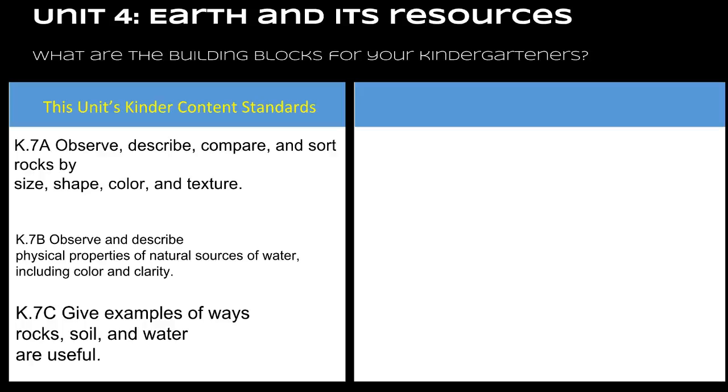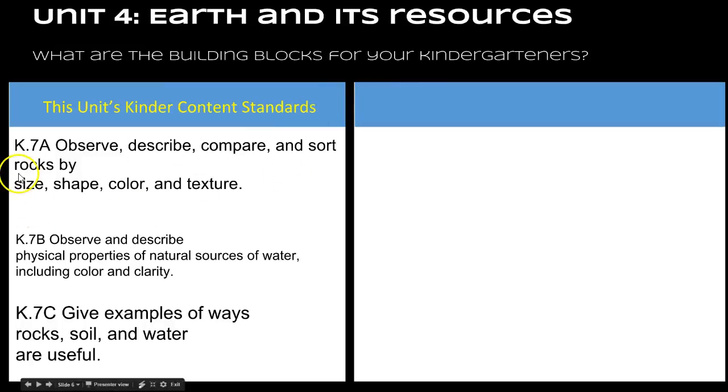For K.7a, you can see that I actually divided this up into 3 different parts. Here we have the verbs, here we have the content, and here we have the context. I've done that with all 3 of the standards to help chunk that a little bit. For K.7a, your students actually do 4 different verbs. These are 4 skills that they'll need to practice. They need to practice how to observe with their 5 senses, how to describe what they see, hear, feel, compare different things together, and then sort them. The thing that we are observing, describing, and comparing are rocks, and specifically we're going to be looking at rock shape, size, color, and texture.